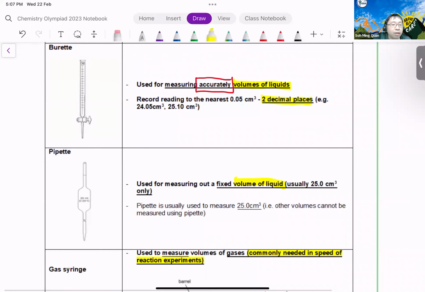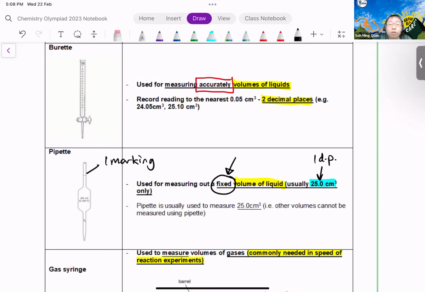Then we have the pipette. Now pipettes are unique because there is only one marking. So unlike the burette, pipettes only have one marking. And as a result of that, they are used for measuring out a fixed volume of a liquid or solution. And for our lab, usually the pipettes come in 25.0 cm3. This means that in the lab, the pipettes that we have can only measure 25.0 cm3 only. And take note, this is 1 dp. All right.